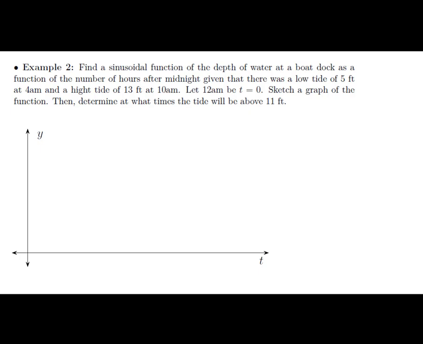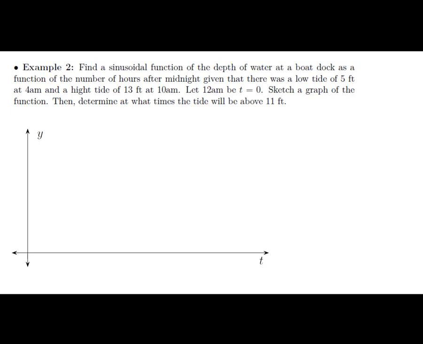In this example, we're going to try to find a sinusoidal function that represents the depth of water at a boat dock as a function of the number of hours after midnight, given that there was a low tide of 5 feet at 4 a.m. and a high tide of 13 feet at 10 a.m. And we're going to let 12 a.m. be represented by t equals 0. So we're going to come up with an equation, we're going to sketch a graph of this function, and then when we're all done with that, we're going to try to figure out at what times the tide's going to actually be above 11 feet.